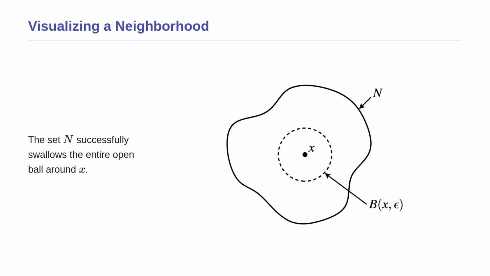Let us see this visually. The diagram on your screen captures the essence of our formula. The irregular amoeba shape represents our set N. Notice that N does not have to be a circle itself. It just has to be large enough to contain one. Because it successfully swallows the entire dashed open ball centered at x, it qualifies as a neighborhood of x. The point is buried safely inside the set, away from the edges.